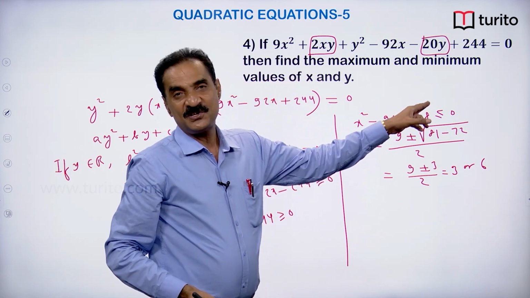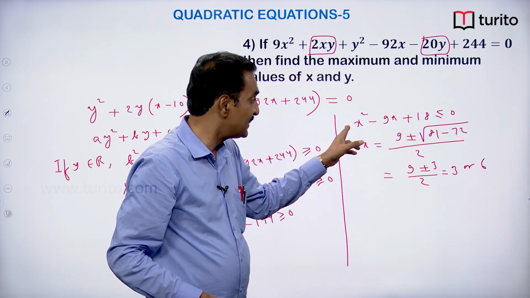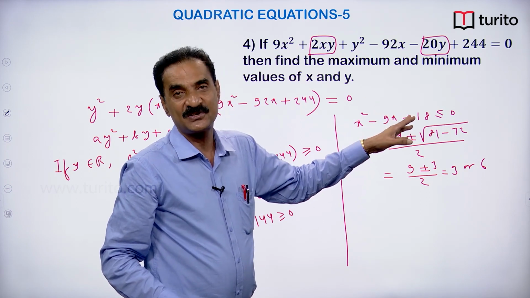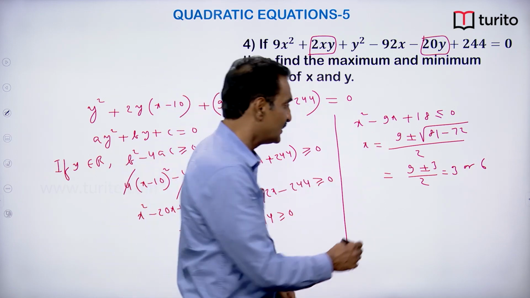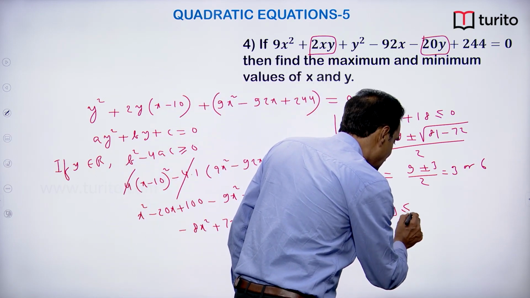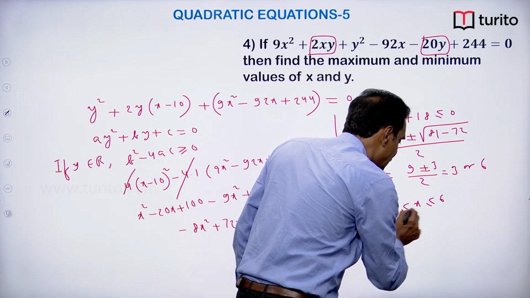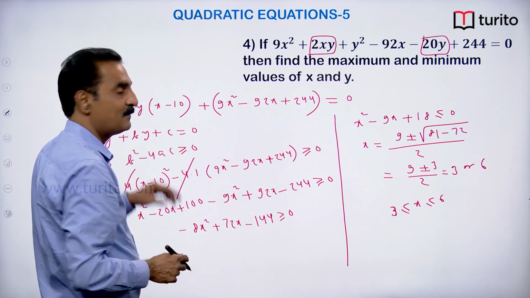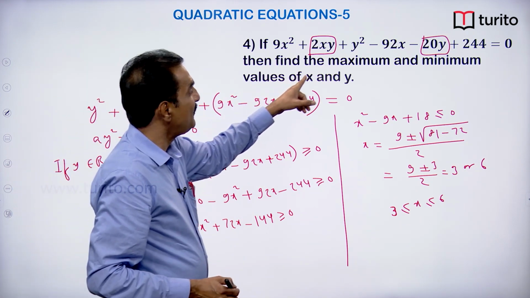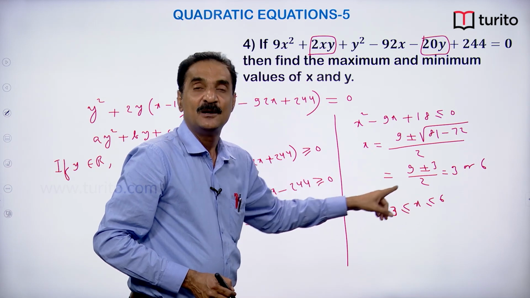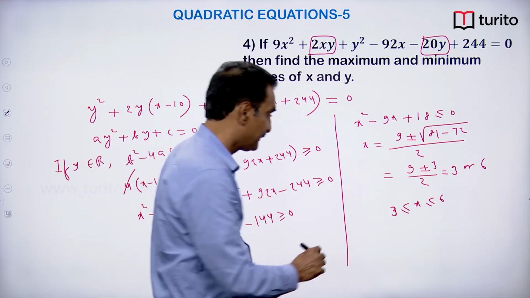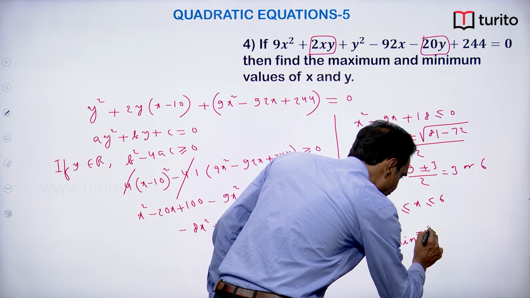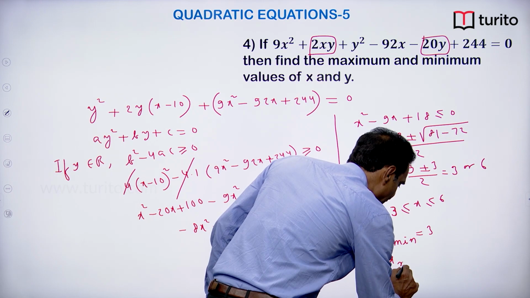If the quadratic expression is negative, less than or equal to 0, x square coefficient is positive. X square coefficient and quadratic expression have opposite signs, then x lies between the roots. We will get 3 less than or equal to x less than or equal to 6. Then only y will be real. So, maximum value of x is 6, minimum value of x is 3. X minimum is equal to 3, x maximum is equal to 6.